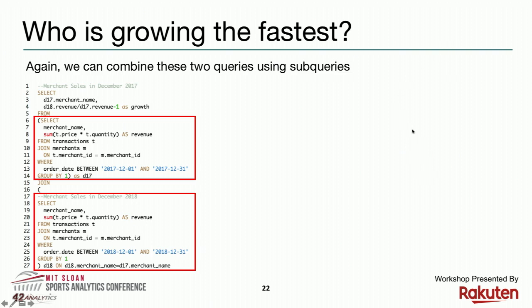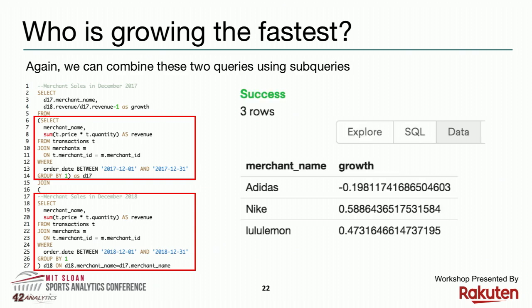Now we have to join them on something. We know that our common field is merchant name, so that's going to be our join operator. Then up the top, we can start to specify what we want. Our calculation for growth is going to be by merchant name. You could use D17 or D18; it doesn't matter, it gives you the same result since that's our join operator. Then we want revenue in 2018 divided by revenue in 2017, minus 1, so that we get the actual percentage growth, or decline if sales went down.